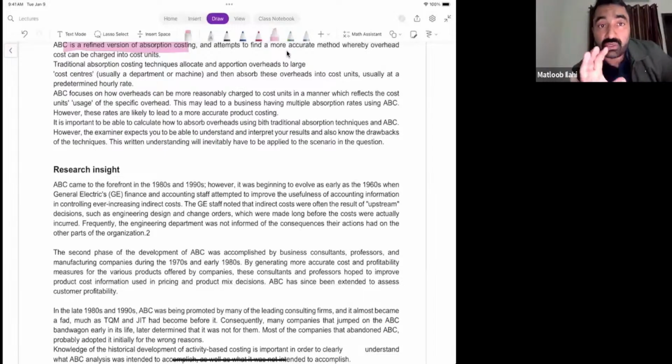In traditional absorption costing, overheads were usually absorbed to departments, and from each department, overheads were charged to products. But under ABC, we don't allocate overheads to departments. We allocate overheads to activities and then absorb overheads from each activity. This is the method that you need to learn. This may lead to a business having multiple absorption rates using ABC. So instead of a single absorption rate, there are multiple absorption rates which we absorb from the activities to the products.